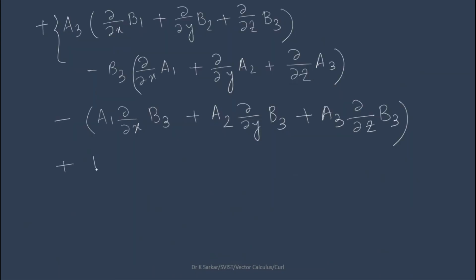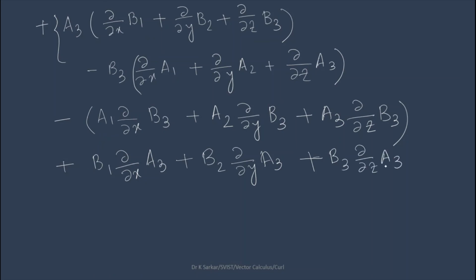Plus B1 ∂/∂x A3, B2 ∂/∂y A3 plus B3 ∂/∂z A3. This term was subtracted here, B3 ∂/∂z A3, that is added here. So the k coefficients are completed. Now we have to put in the formula, taking some common.